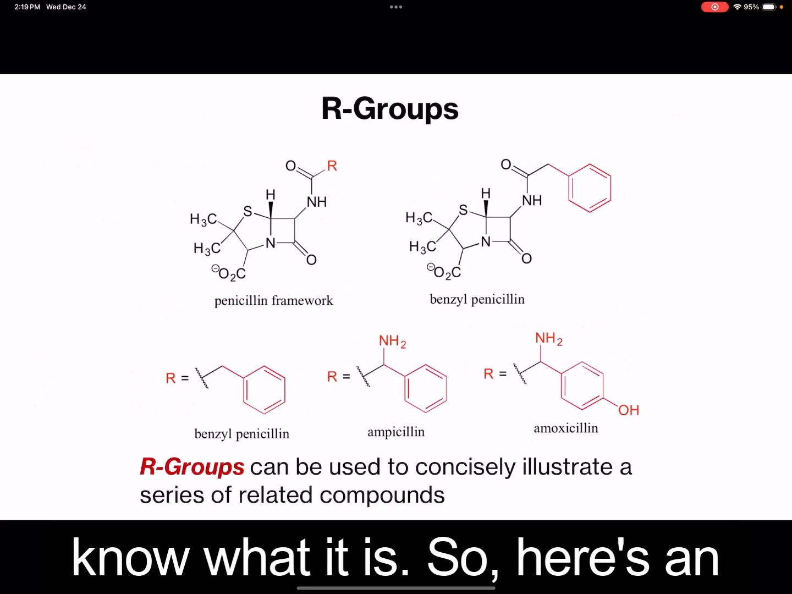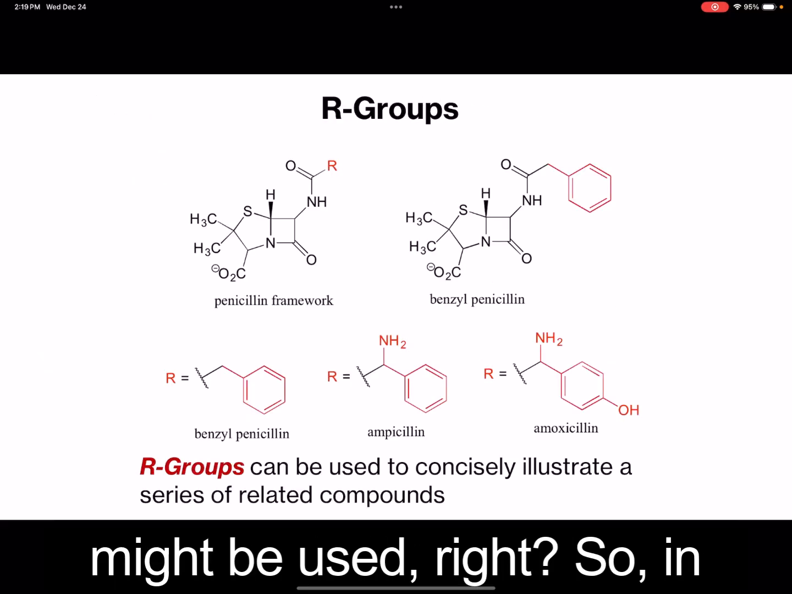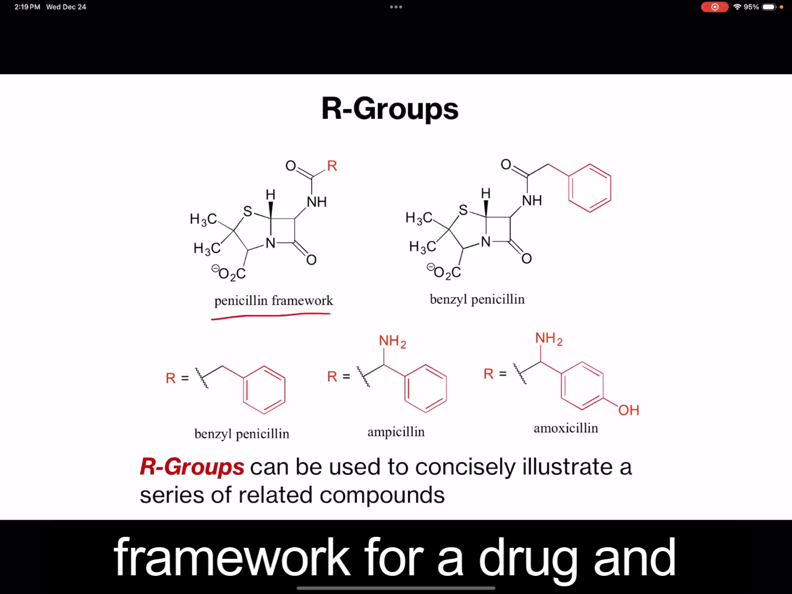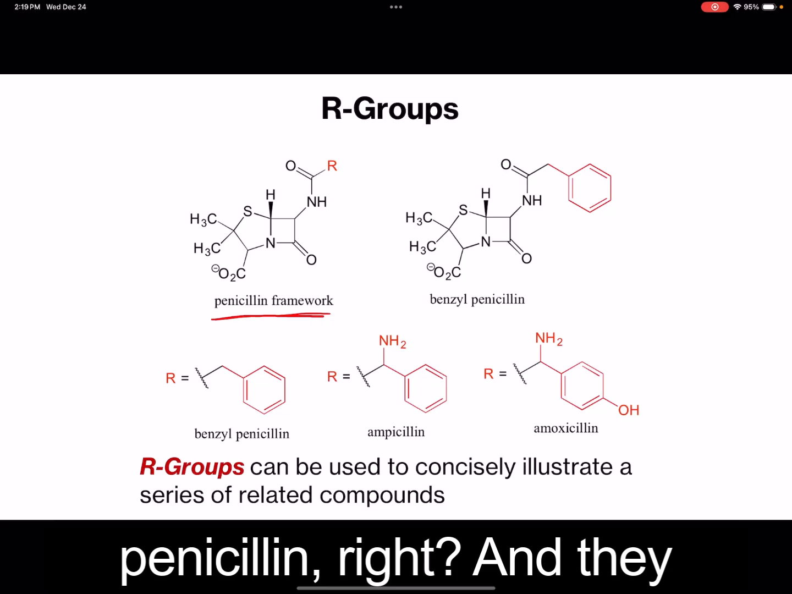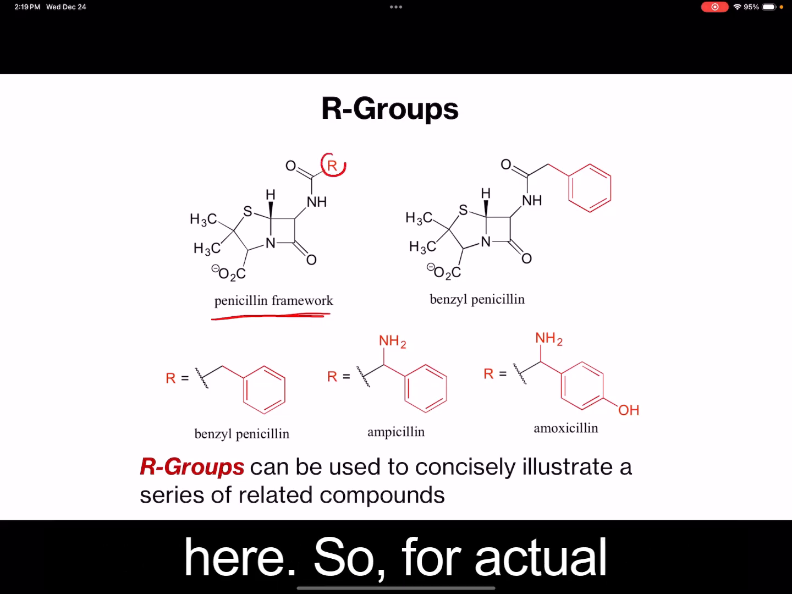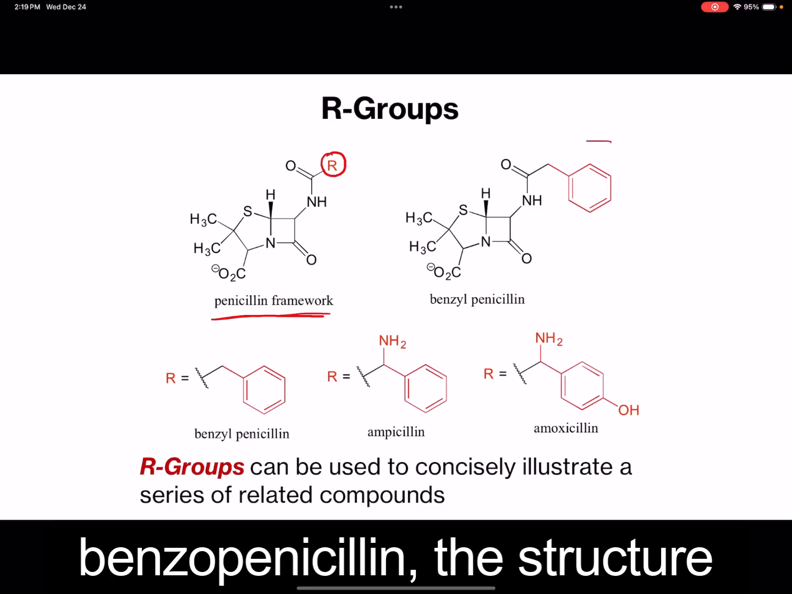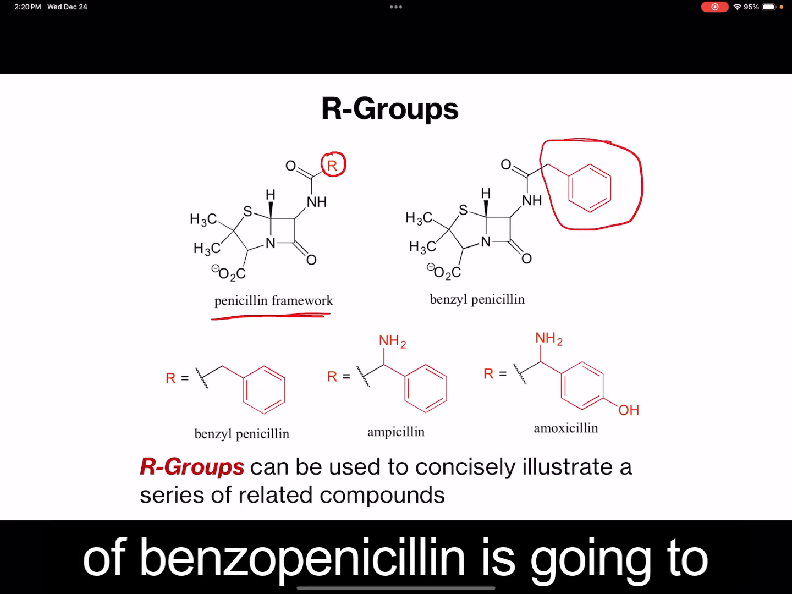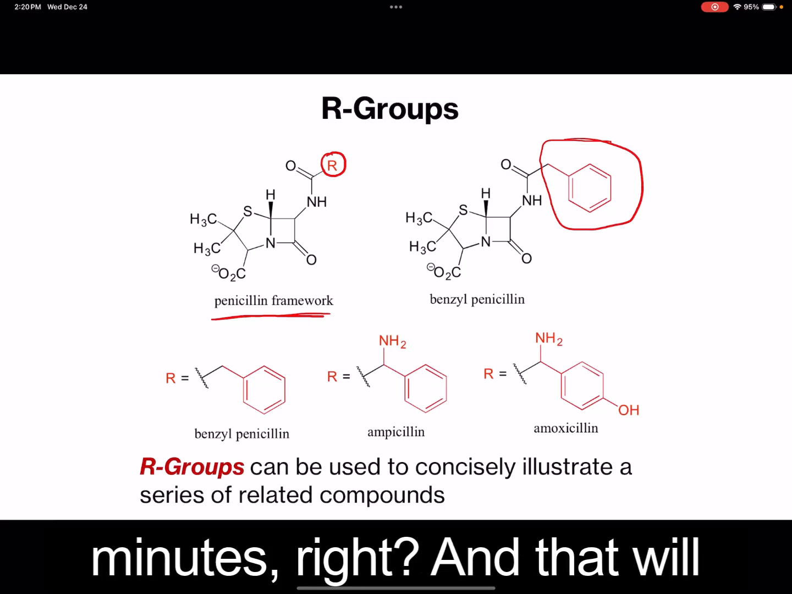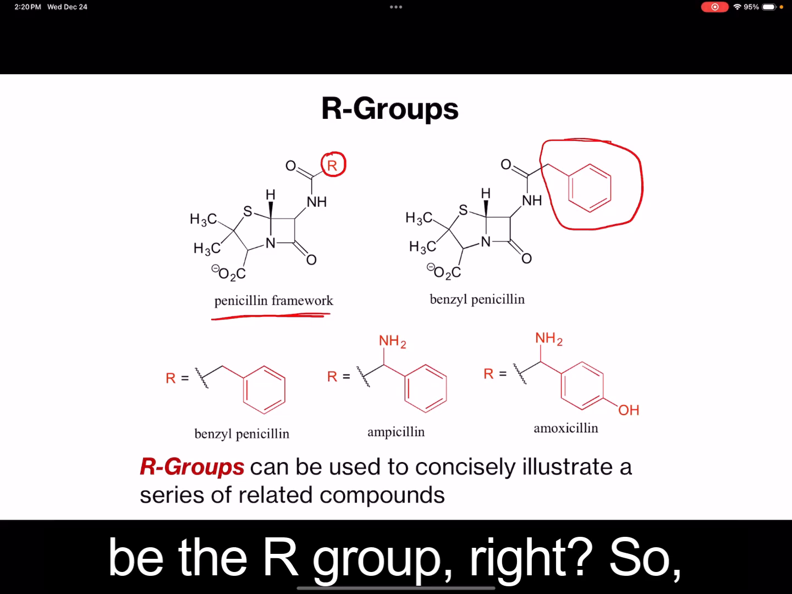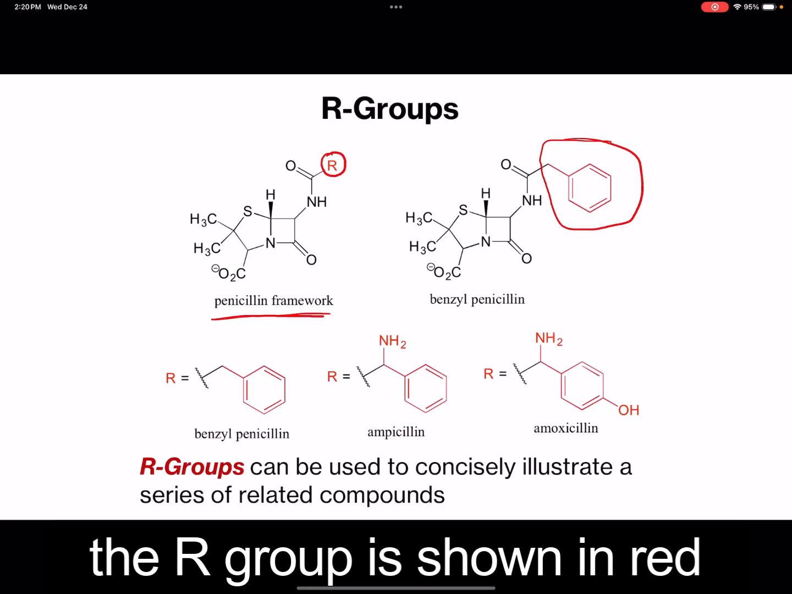So here's an example of when R groups might be used. In this case, you've got a framework for a drug, and this is the framework for penicillin. They have shown the R group up here. For actual benzyl penicillin, the structure is going to have a benzene ring structure, which we'll talk about more in a few minutes, and that will be the R group. The R group is shown in red here.